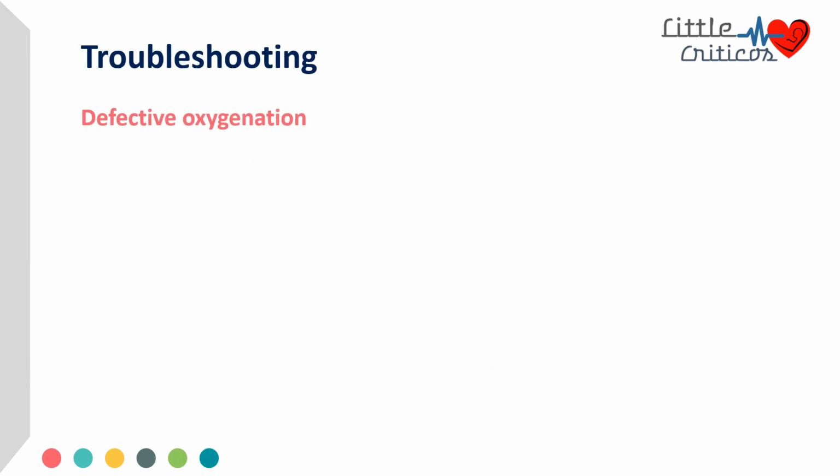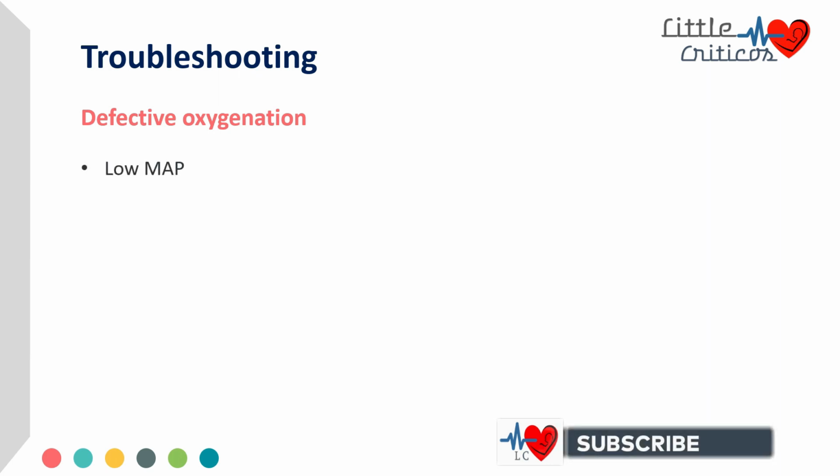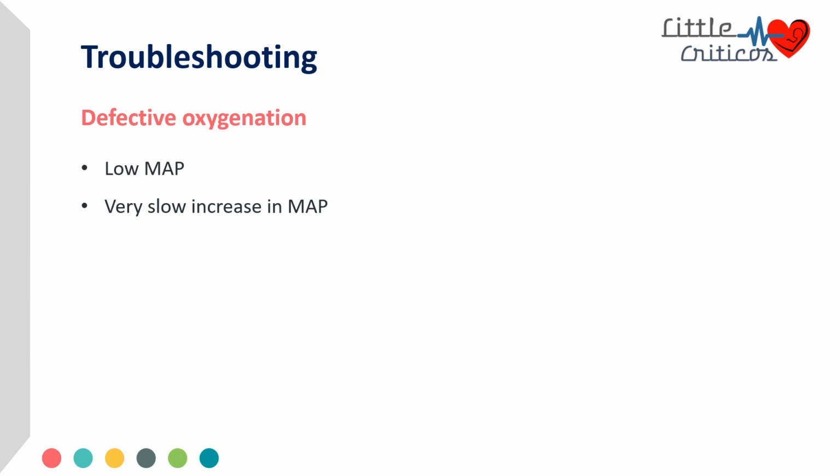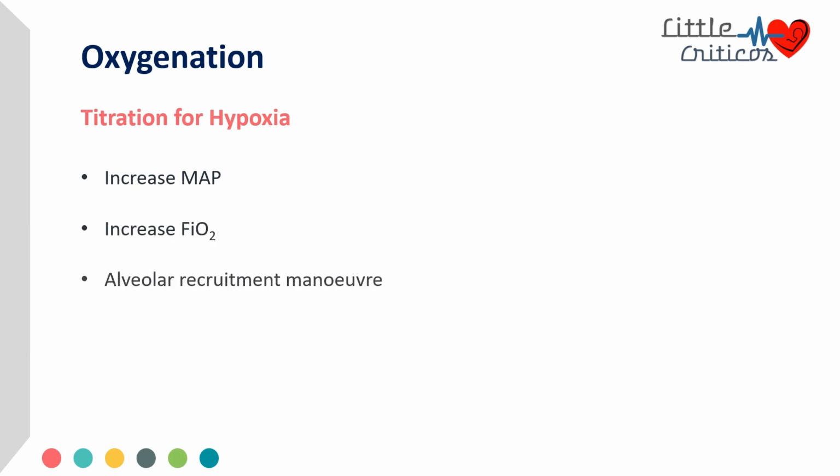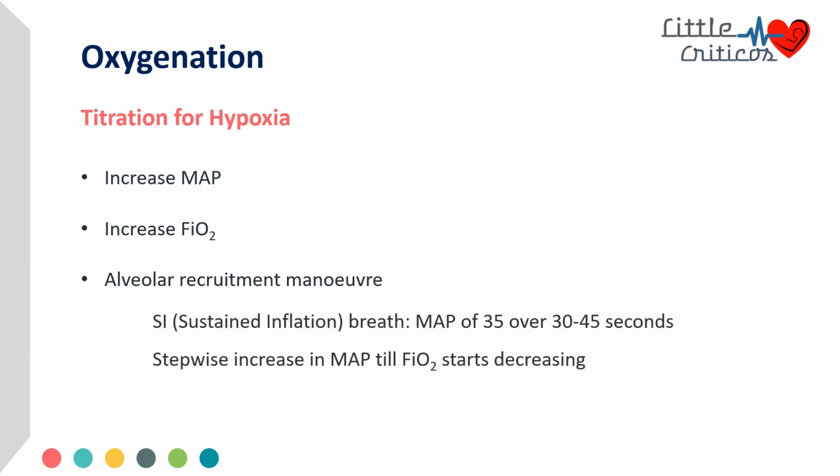After connecting a patient to a ventilator, if there is defective oxygenation, it can be related to low mean airway pressure, a very slow increase in mean airway pressure, or an inappropriate premature reduction in mean airway pressure. In such cases, an increase in mean airway pressure or an increase in FiO2 and sometimes alveolar recruitment maneuver may be needed. Recruitment can be done either as sustained inflation or a stepwise increase in MAP till FiO2 starts decreasing.